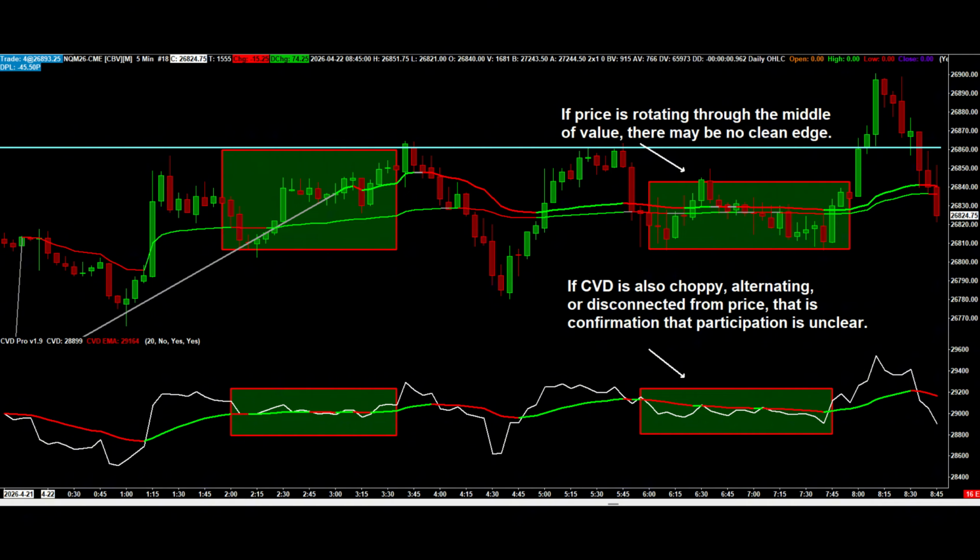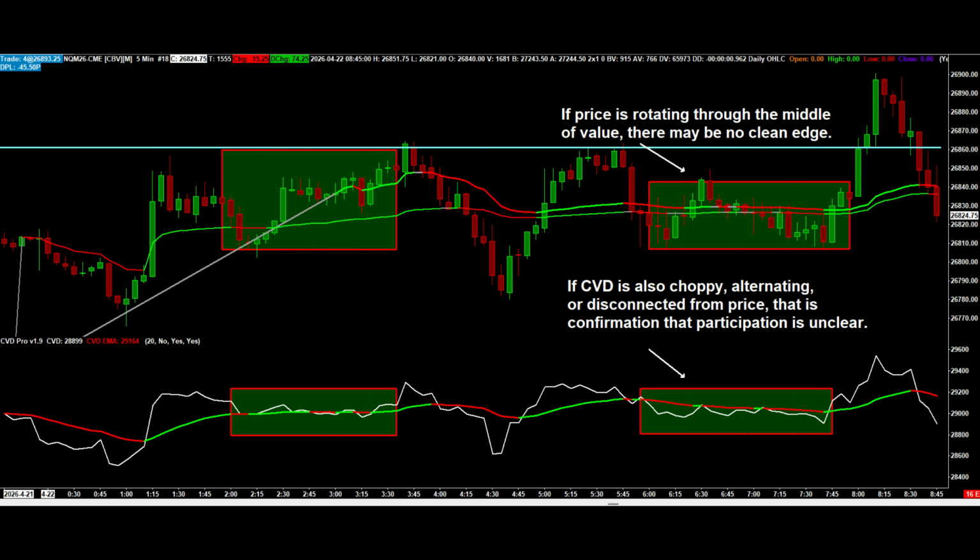Example 5, when both studies tell you not to trade. One of the most valuable uses of this combination is knowing when not to trade. If the SMF value migration study shows value is flat, overlapping, and compressed, the auction may be balancing. If price is rotating through the middle of value, there may be no clean edge. Now look at CVD Pro.